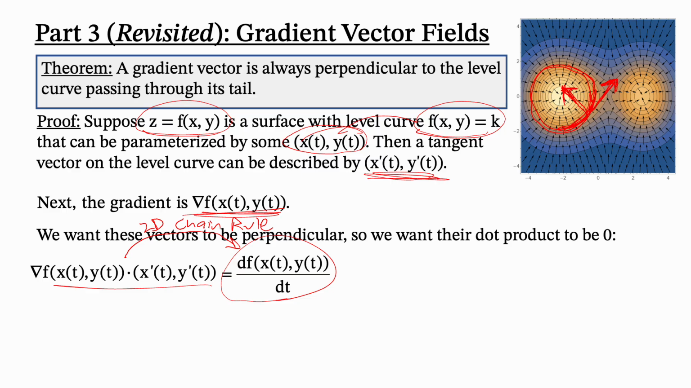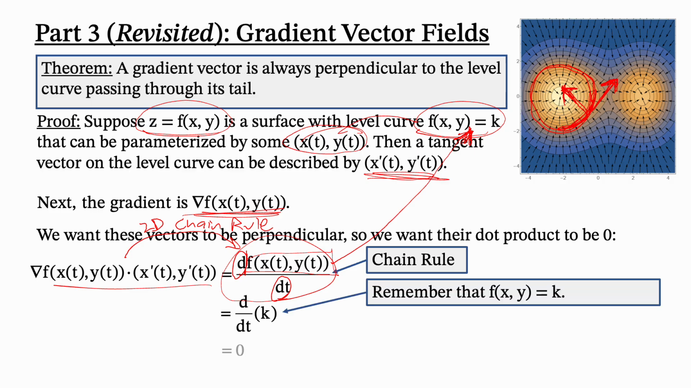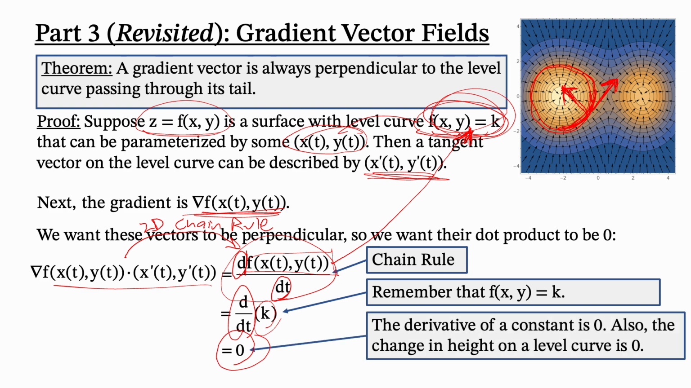Remember that we were walking along a level curve. And so this is d/dt of f of x of t, y of t, which was constant. Right? That's the idea of walking along a level curve, that your altitude is not changing. F of x of t, y of t is going to be constant the whole time. So we're taking the derivative of a constant. What is the derivative of a constant? It's 0. Oh my gosh, we just proved it.